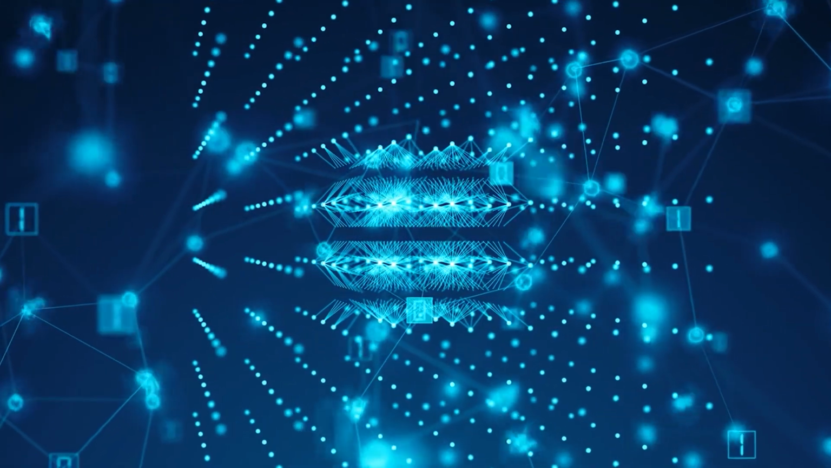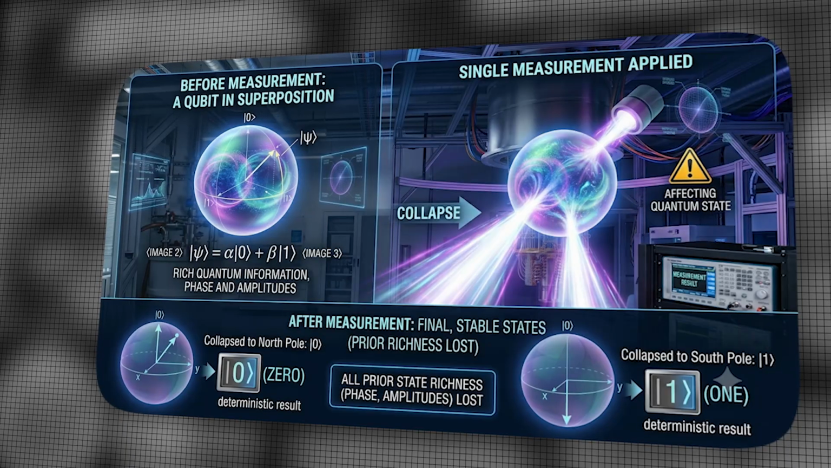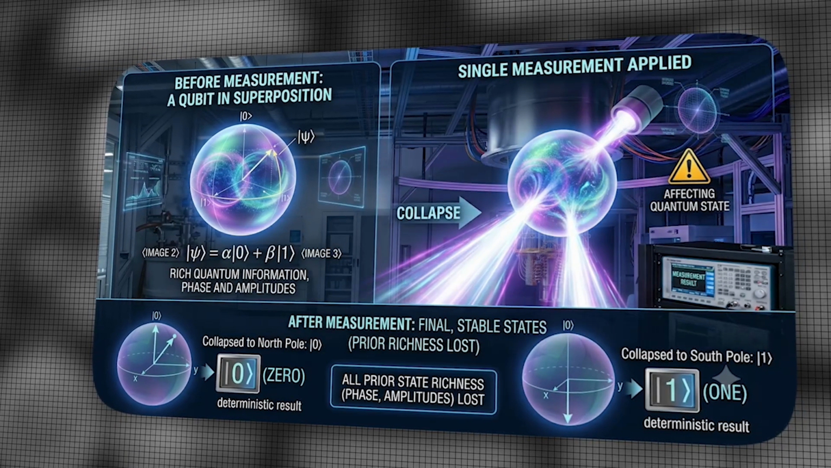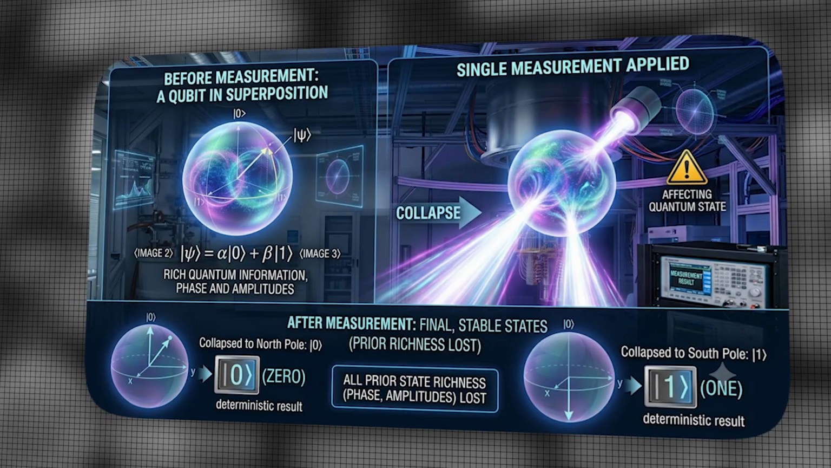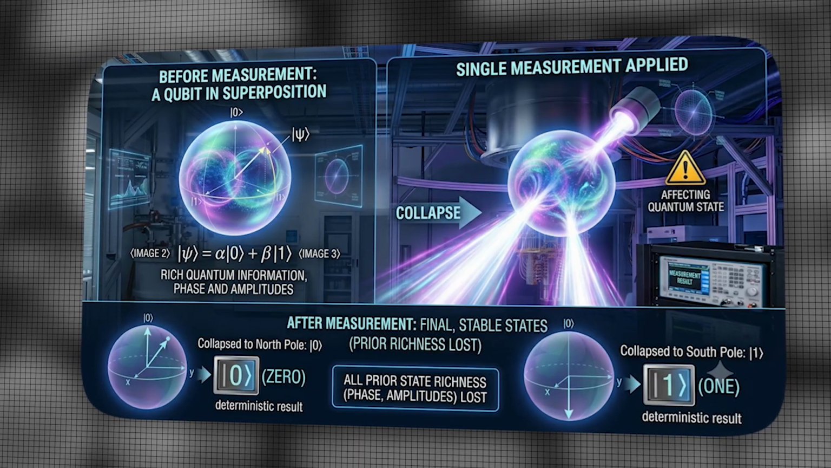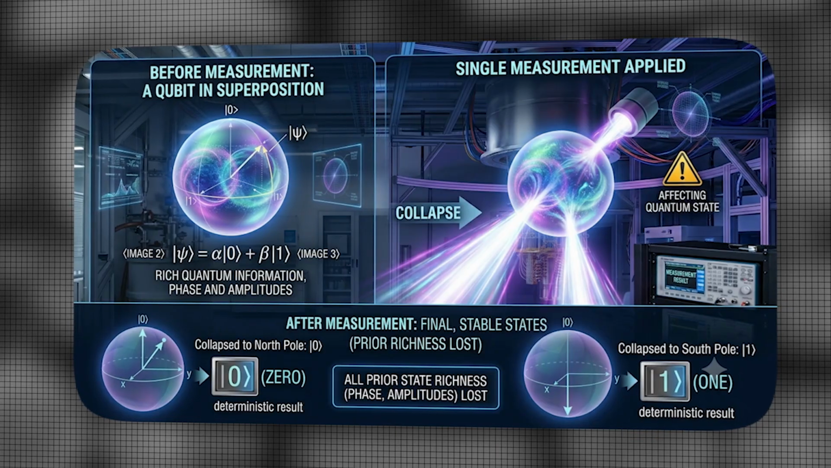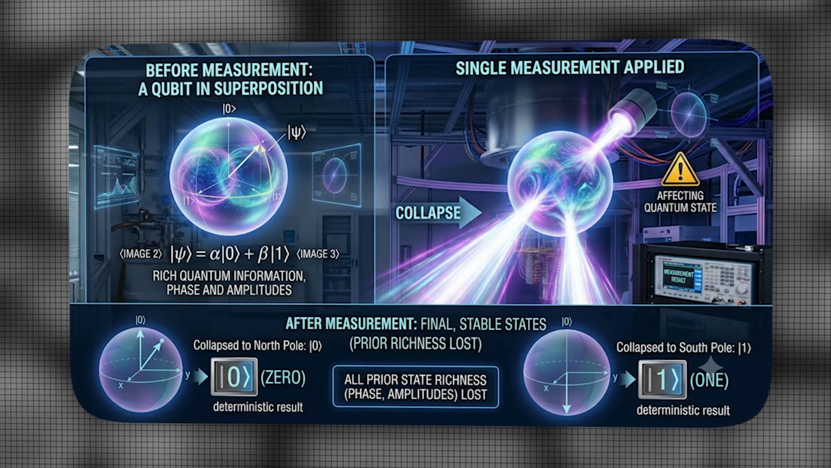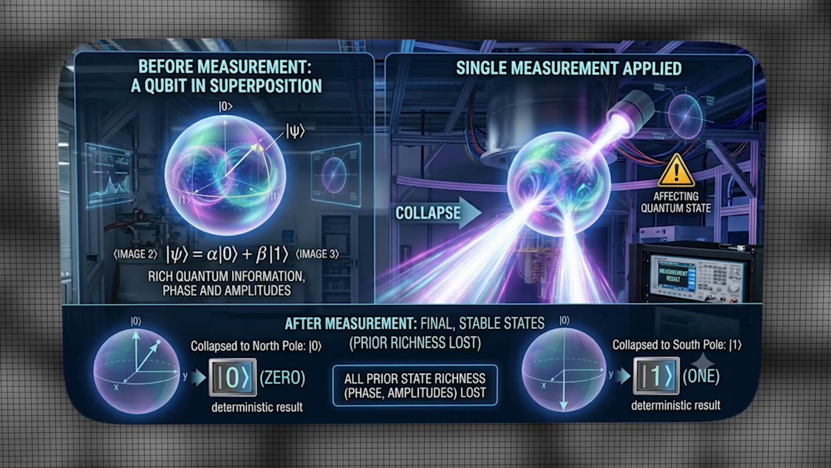But it is important to be honest about the limits of this picture. When you measure the qubit, it collapses to either the north pole or the south pole, 0 or 1, and all the richness of its prior state is lost in that single measurement. The art of quantum computing is exploiting that richness before the measurement destroys it.